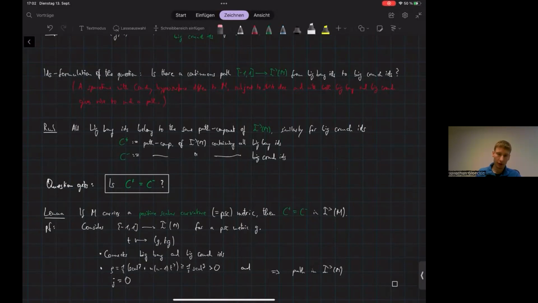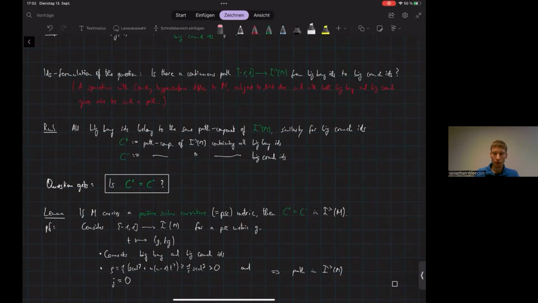So what we now found out is that when we have positive scalar curvature on M, then these two components will be the same. And the question is, well, what happens if we don't have positive scalar curvature? One might think that then these components are maybe different, but that's not easy to show. Or, well, I don't know how to show this, to be honest.